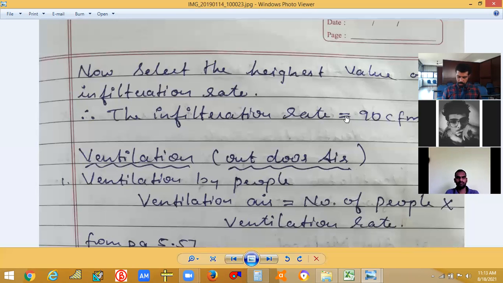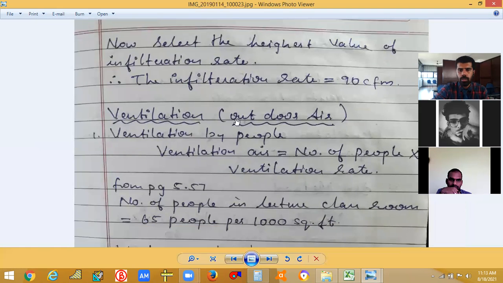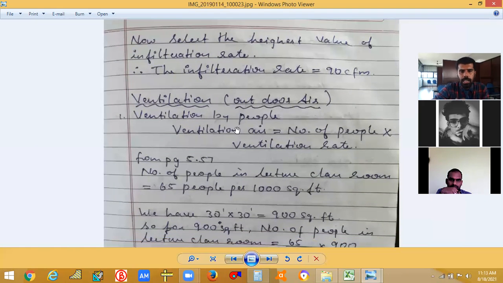In ventilation, we need three different steps, right? Three different subdivisions are given: by people, by area of space, and ACH method. So we are going with by people first. Initially, we are going with people. So ventilation by people.